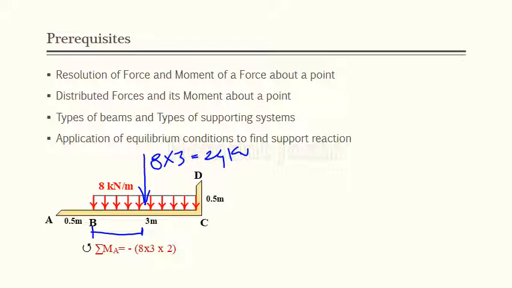Now I want to take the moment about point A, so I need this distance. Fine. So that distance equals 0.5 plus this 1.5, so it is 2. So 8 into 3 is the force and 2 is the distance, and it creates again a clockwise effect. So the moment is minus 8 into 3, which is the total UDL, and the distance is 2. So that will be the moment of that UDL about point A.